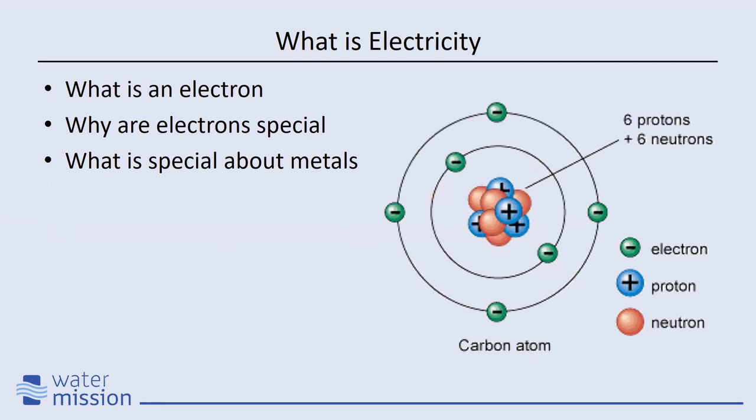And the thing I want you guys to note here is that we have electrons. These are the green balls. They are negatively charged, and they are on the periphery of the atom. That means that they are loosely attached to the atom nucleus. So they're negatively charged and they're loosely held together.